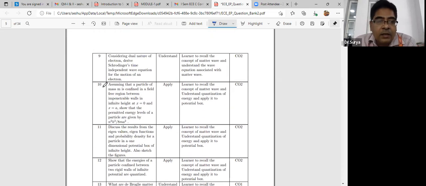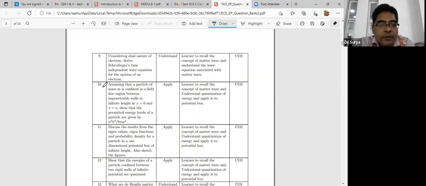So next, considering the dual nature of electron, derive Schrödinger's time independent wave equation for the motion of an electron. So that is what you have to derive. Del square psi plus 2m by h bar square into E minus V into psi equals to 0. So that is the expression you have to derive. Okay, so that is the 9th question. It is directly there in the notes which I have given you. Okay. Yes sir.